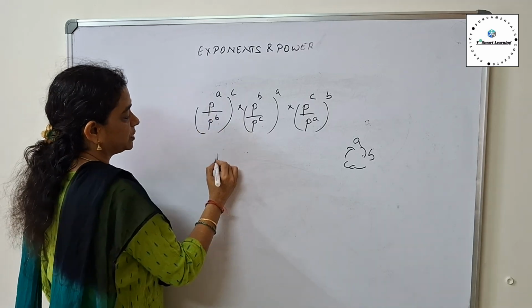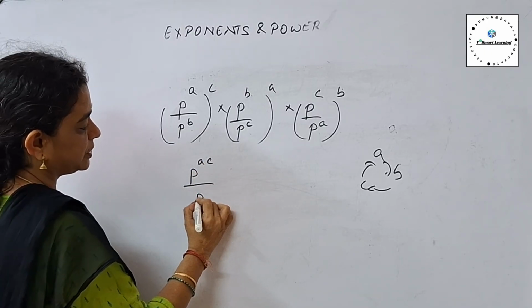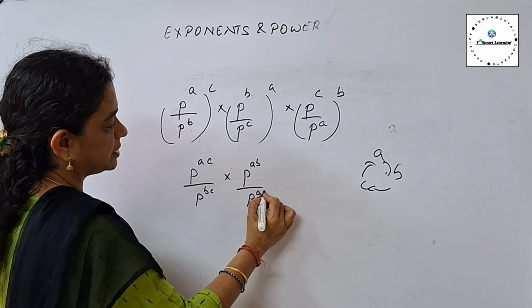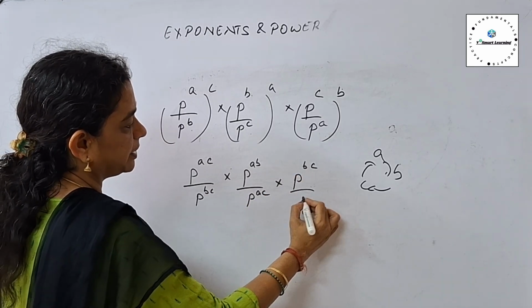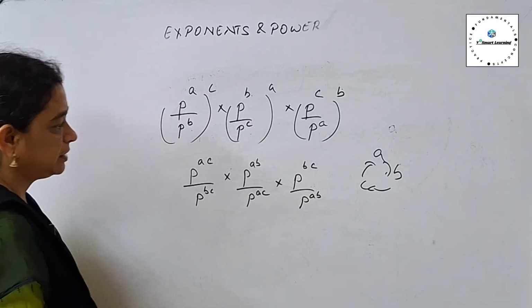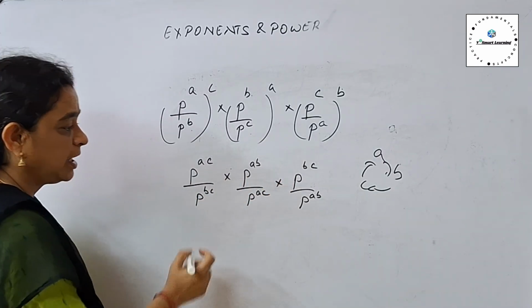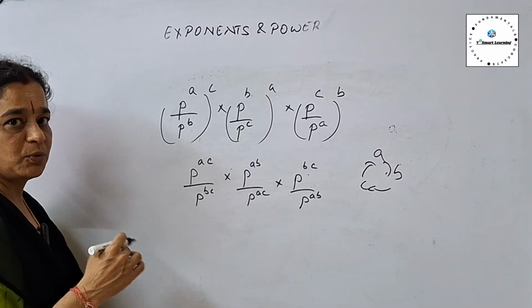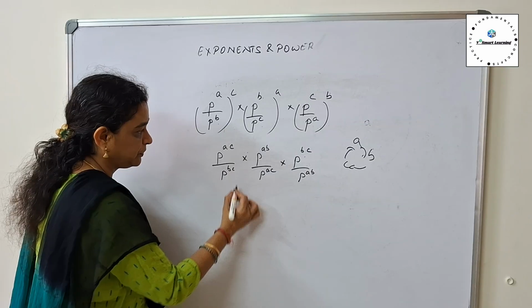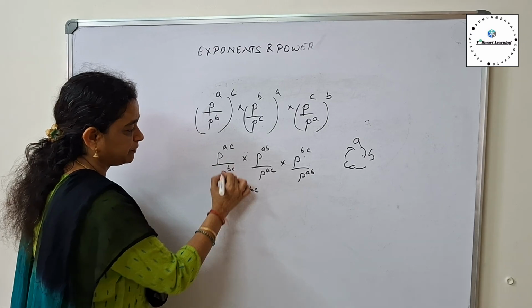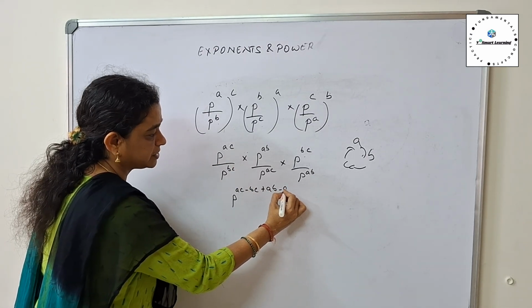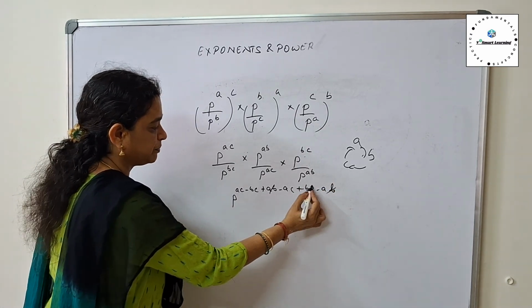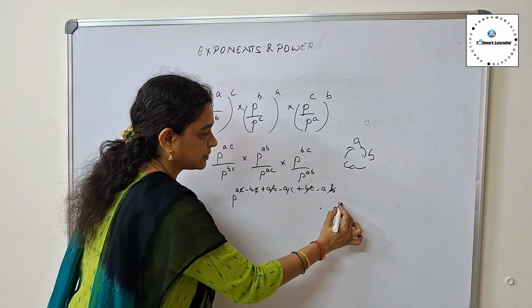One method is to write p^(ac) / p^(bc) into p^(ab) / p^(ac) into p^(bc) / p^(ab). Now you see all are the same base. I can actually cancel out p^(bc), p^(ac), p^(ab), but still I want to show how to use the exponents rule. So this becomes (ac minus bc) plus (ab minus ac) plus (bc minus ab), same base. So ab goes, bc goes, ac goes, and you get p to the power of 0, that is 1.